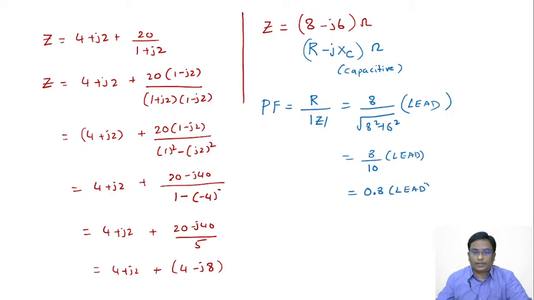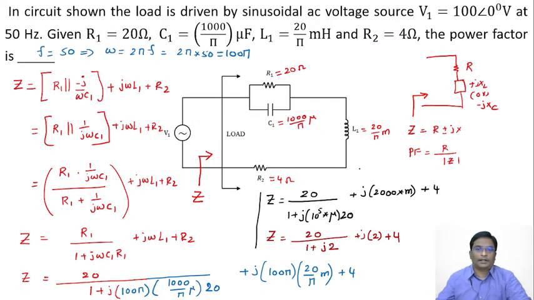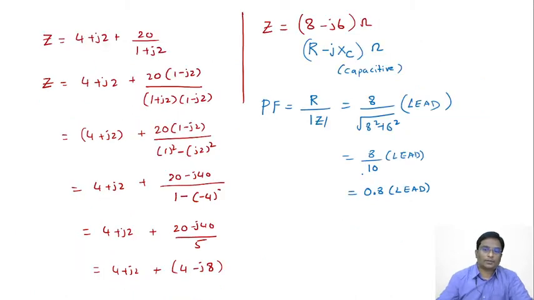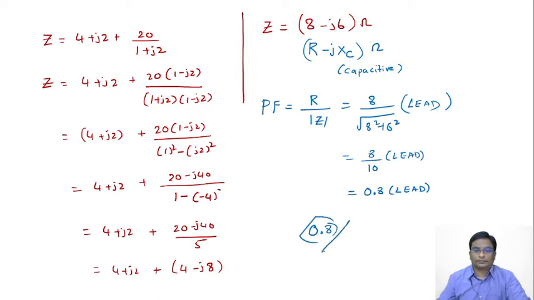In the question, they asked us to calculate the power factor, which is dash. That's all, only the magnitude. The answer is 0.8. That's all done. Okay, 0.8 is the right answer. Everyone, very good. Let us move on to the next question here.